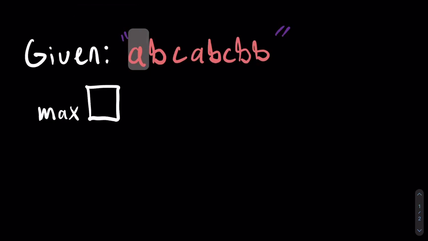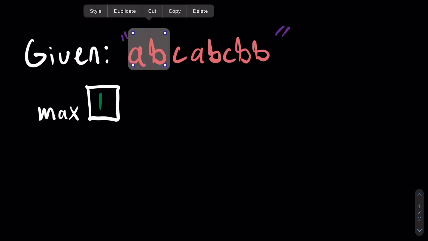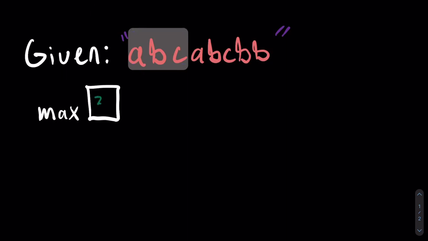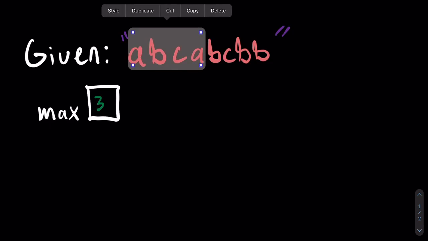The substring A has all unique characters. So we record the max to be 1 because that's the length of the substring, and expand the window. The substring AB also has all unique characters, so we do the same. Expand the window to the right. The substring ABC also has all unique characters. The new max is 3, and once again we expand the window. In this case, the window is ABCA, and this substring does not have all unique characters, and so we shift the window 1 to the right.